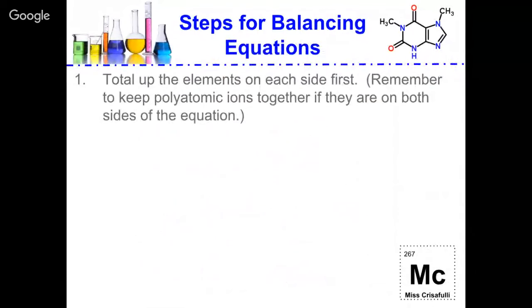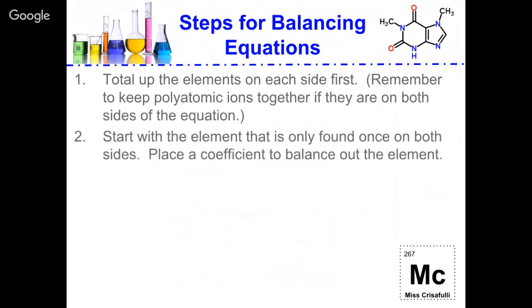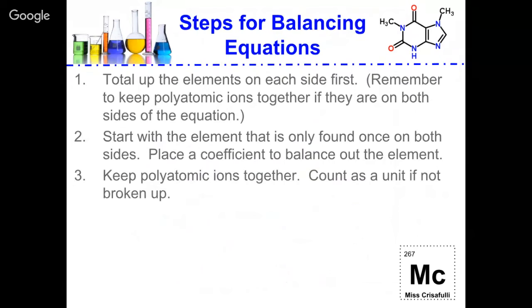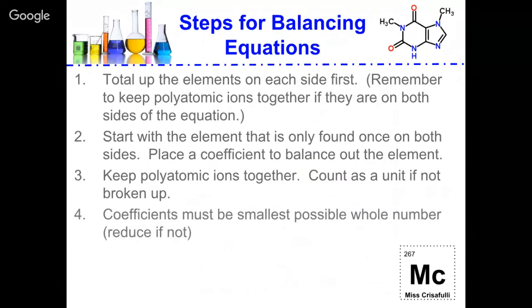So first, we're going to total up the elements on each side. And if we have polyatomic ions, we're going to keep them together. We're going to start with the element that is only found once on both sides, and we're going to place a coefficient to balance that out first. We're going to keep polyatomic ions together, and we're going to count them as a unit if not broken up on both sides.